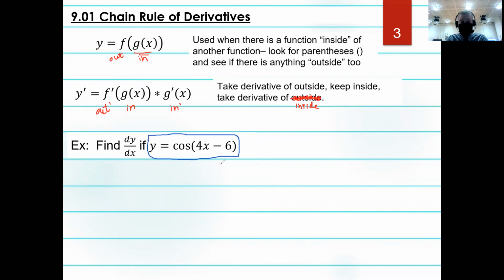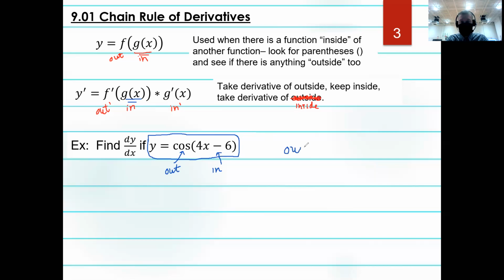That's why those parentheses are being used. So the first thing that we're going to do is we're going to just mark that up, okay? That 4x minus 6 is clearly the inside function, right? That's our g of x, so to speak. And our outside function is going to be that cosine. Now we could go ahead and take the derivative of the outside. We could try to put this all together in our head.